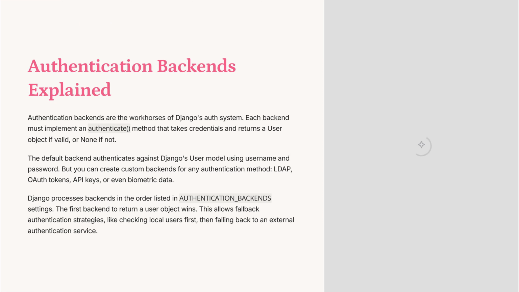Authentication backends are crucial in Django's auth system, each requiring an authenticate method. The default backend uses username and password, but custom backends can handle Lightweight Directory Access Protocol, Open Authorization, Application Programming Interface keys, or biometrics. Django processes backends sequentially, allowing fallback strategies, such as prioritizing local users before external services.